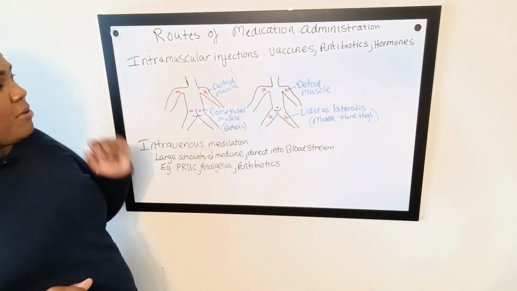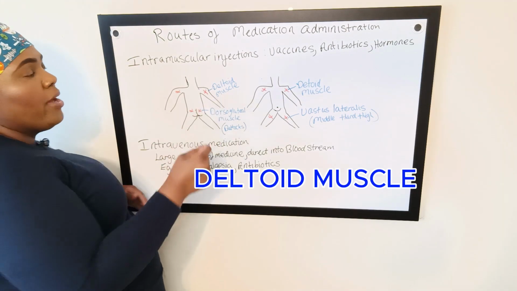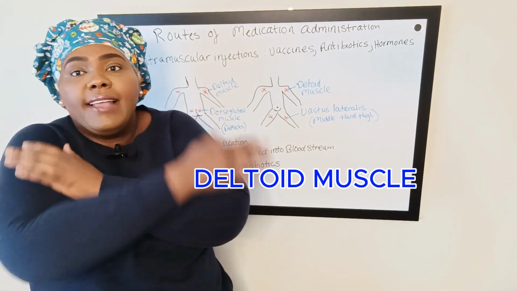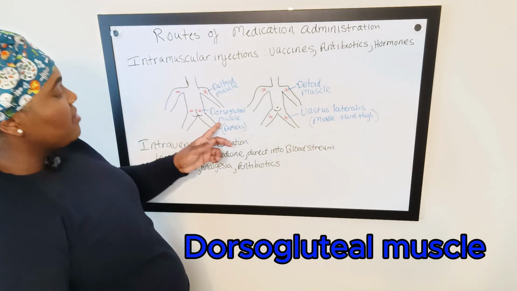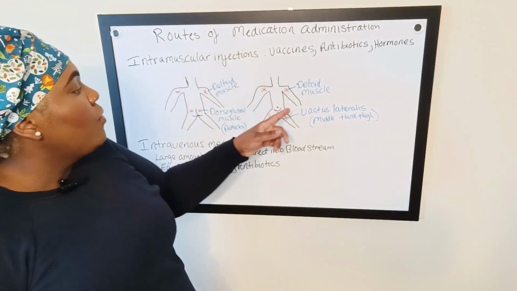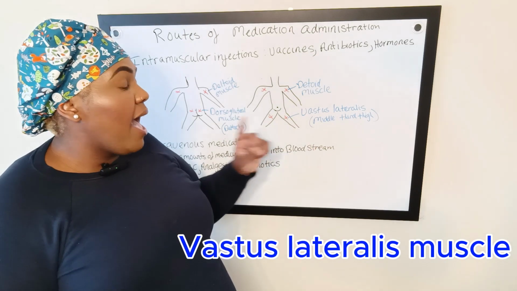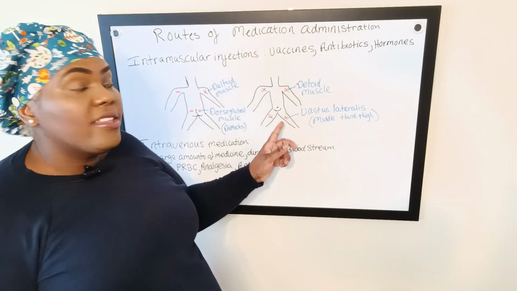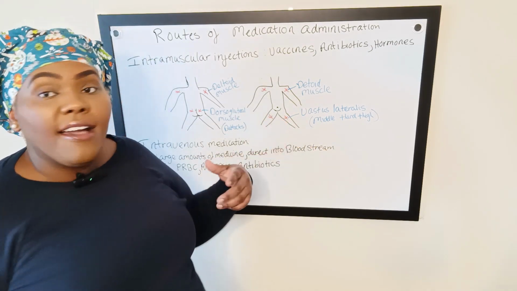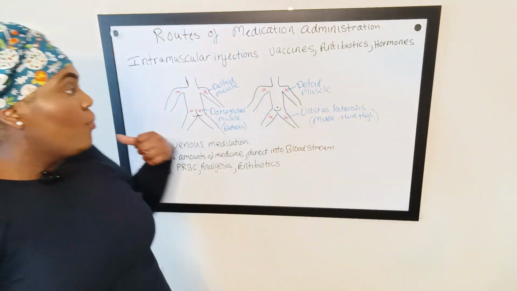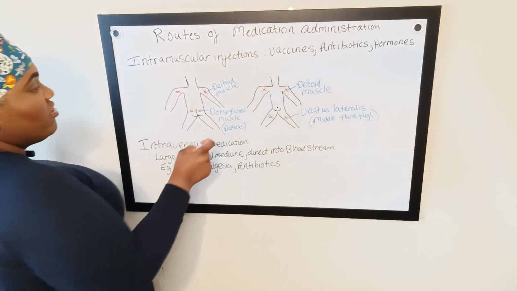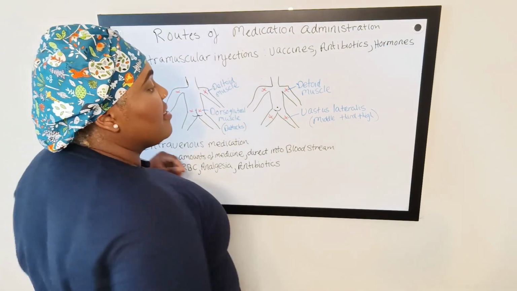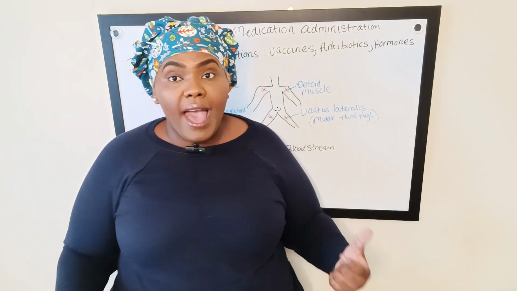We give intramuscular injections via the deltoid muscle. The deltoid muscle is on both sides of your arm. Also we give it in the dorsogluteal muscle, or the buttock. We can also give medication via the IM vastus lateralis, which is on the thigh, the middle of the thigh. So we have the deltoid, which is the muscle on our shoulder, the dorsogluteal, which is the buttocks, and the vastus lateralis. Those are the sites where you give an IM injection.